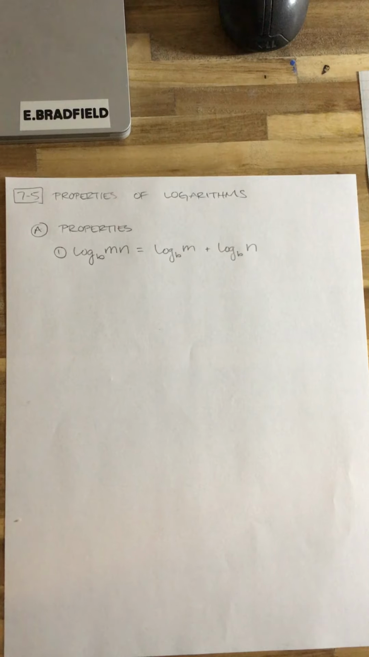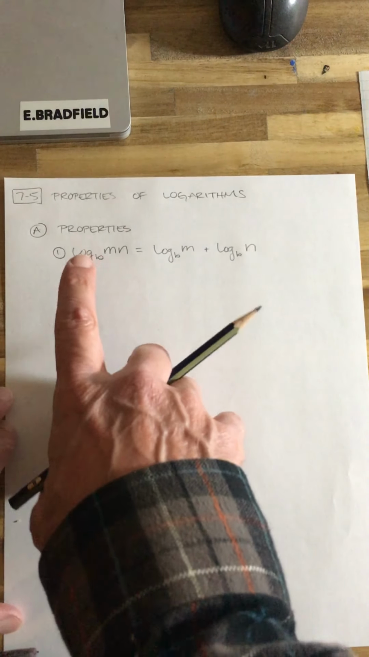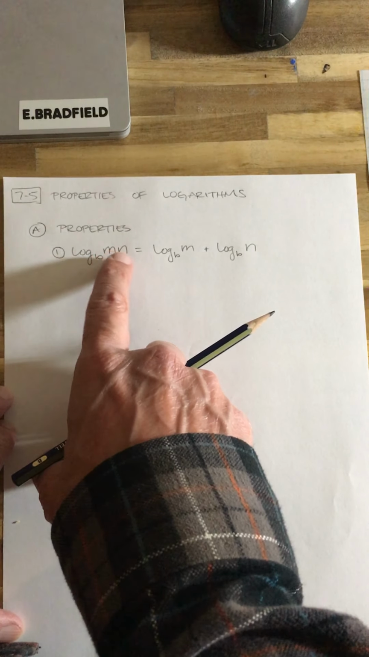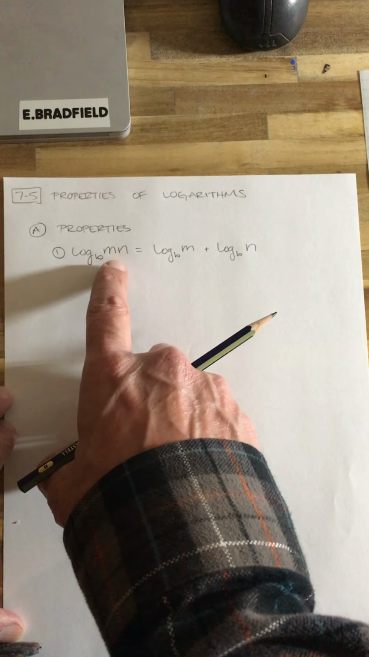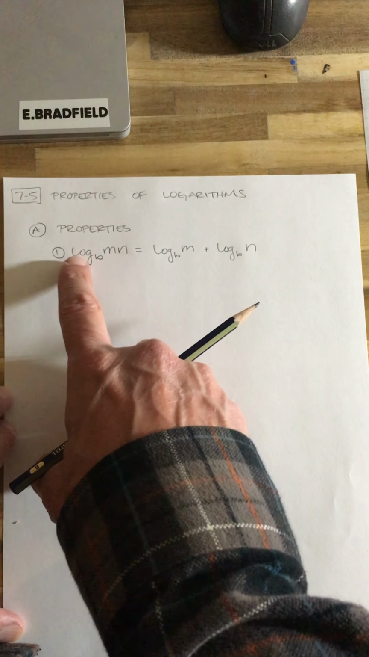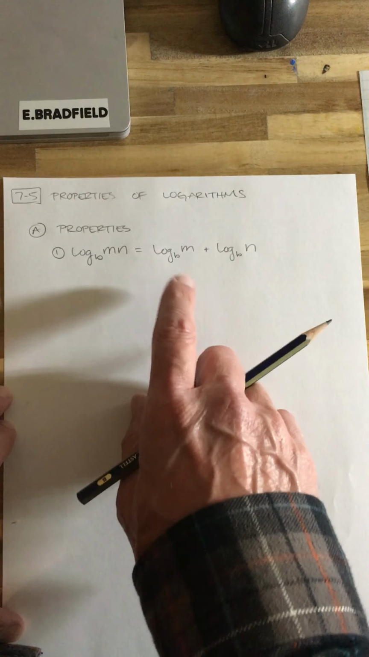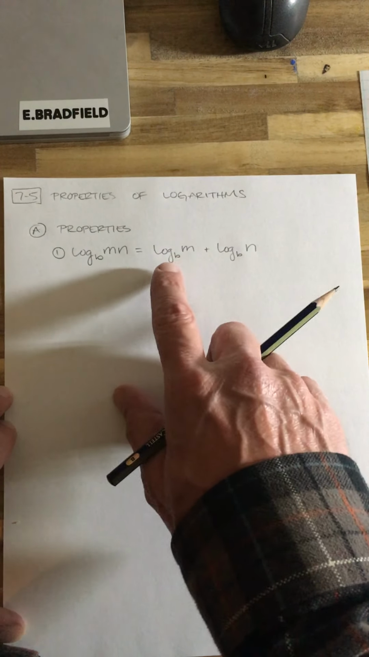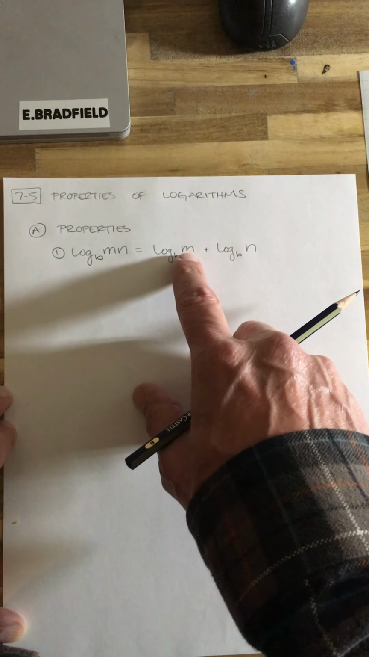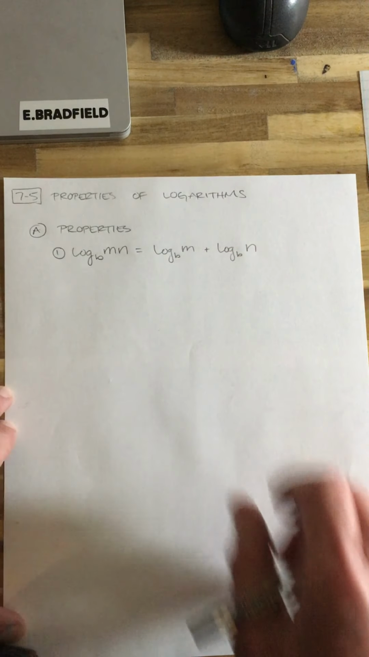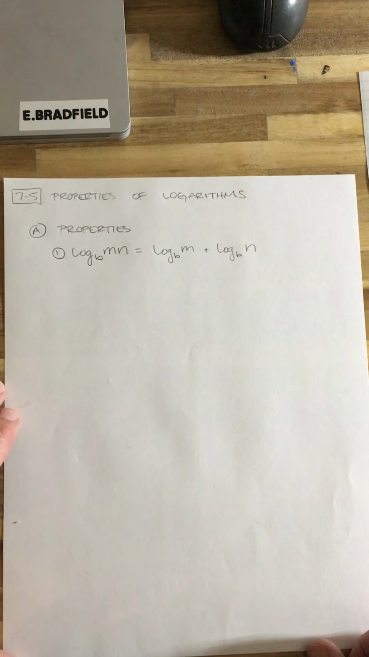Now if you notice, it says we have the log base b of m times n. Look what happens: this property breaks it up into the log base b of m plus the log base b of n. That's the first one. It would be helpful if you would memorize that.